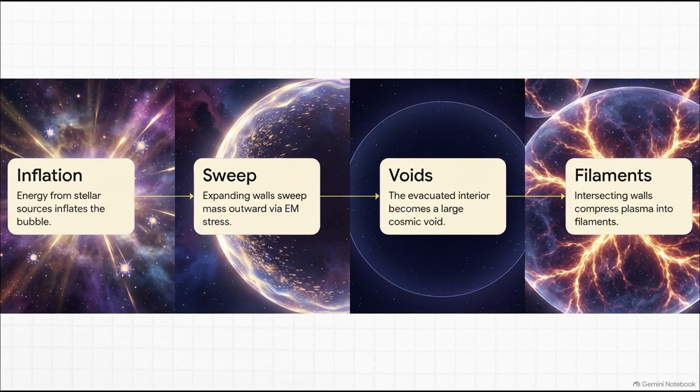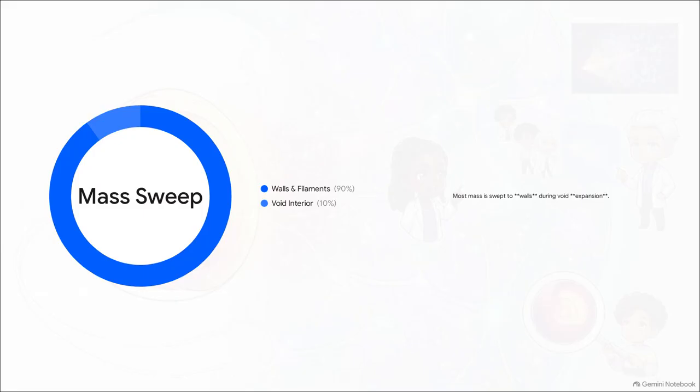And fourth, where these expanding bubbles inevitably bump into each other, their walls intersect, compressing all that swept-up plasma into bright, dense ridges known as the filamentary web. When you actually run this simulation, the results are pretty striking. Roughly 90% of the mass is swept out to the walls and filaments, leaving only 10% behind in the void interior. This theoretical mechanism perfectly explains why modern telescopes see exactly this: massive, dark, empty voids in space, surrounded by incredibly bright, dense star-forming filaments.